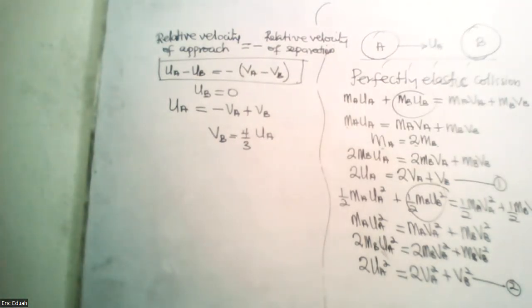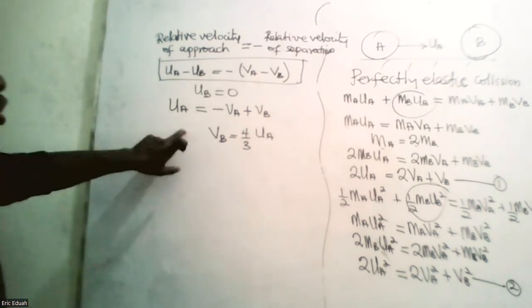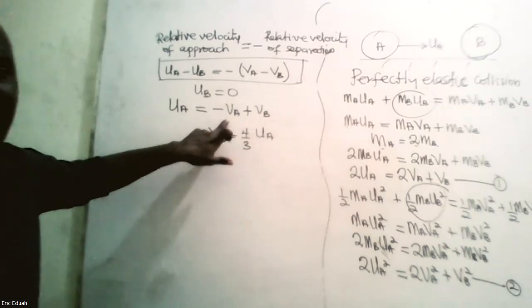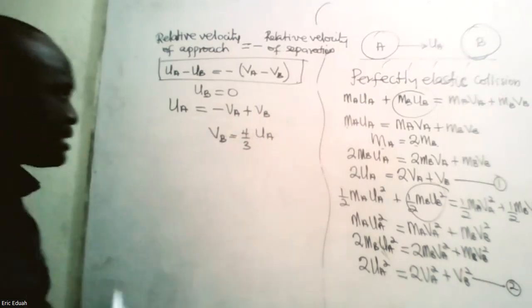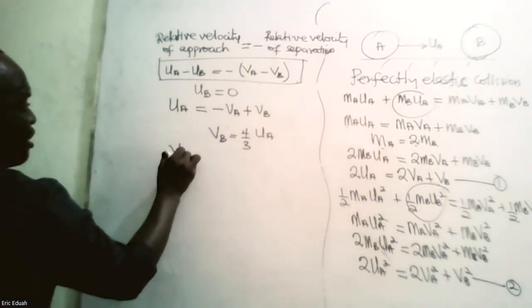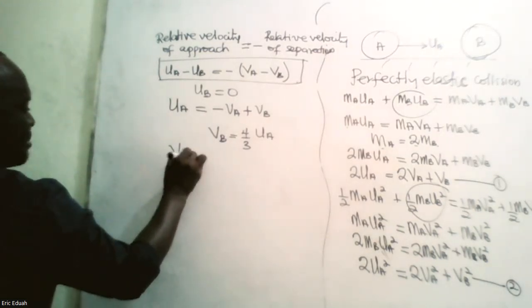Okay, then it means we have to eliminate VA. Meaning in our equation, we should only have UA and VB. Hence, we make this as a subject. So let's make VA the subject. Regina, help me make VA as a subject.